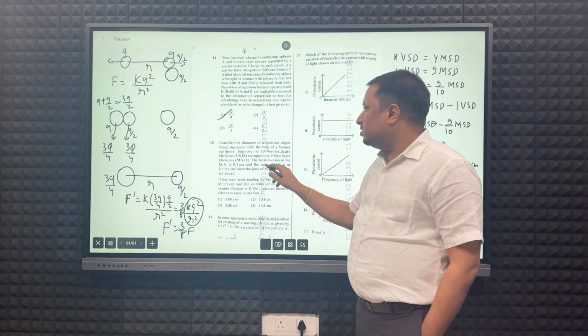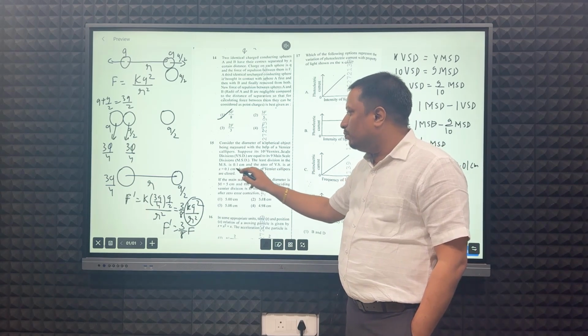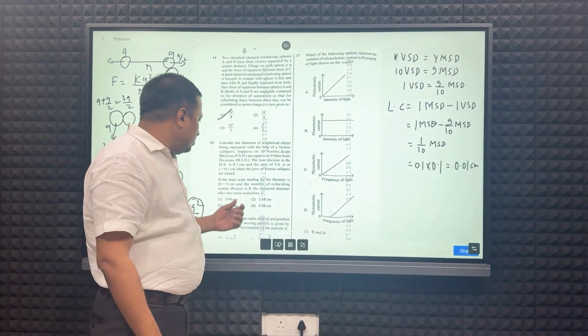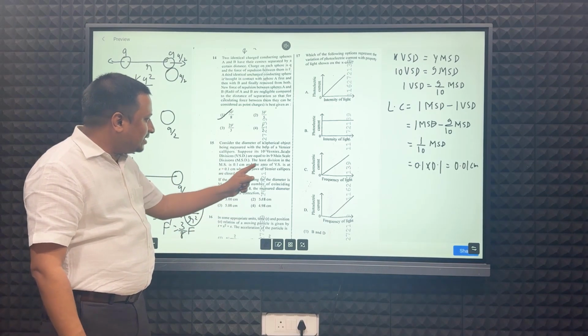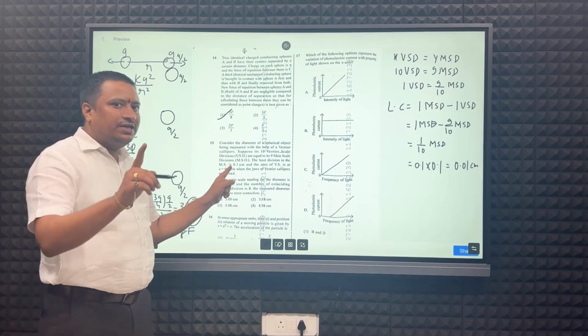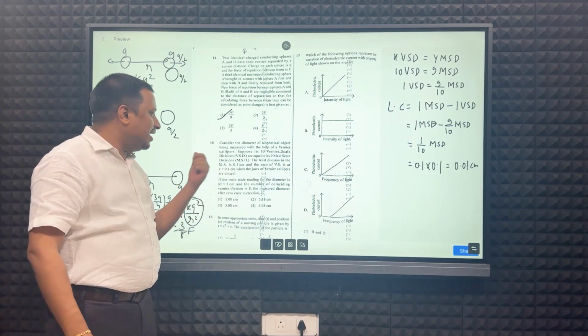The least count is 0.01 centimeter, and the zero of the vernier scale is at 0.1 centimeter. This is one type of error which is going to come, because they are saying that the zero of the vernier scale is at 0.1 centimeter. Meaning it is not at 0, it is at 0.1. So this is the error.